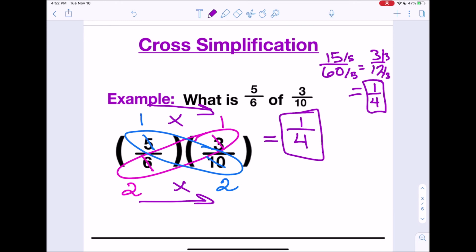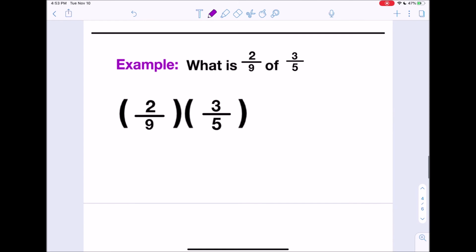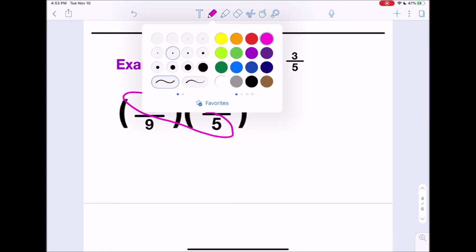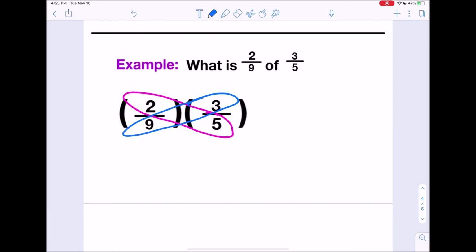Okay, let's do another example with cross simplification. Here we have what is 2/9 of 3/5. So once again, I'm going to look at the numbers across from each other, and I'm going to see if they can simplify. So let's look at the 9 and the 3. Well, 3 goes into 3 one time, 3 goes into 9 3 times. So I've changed those numbers to 1 and 3. Now I look at the two other numbers, 2 and 5. Well, 2 doesn't go into 5 evenly, 5 doesn't go into 2 evenly, and 5's a prime number. So there's nothing to simplify. Okay, so we leave those alone.